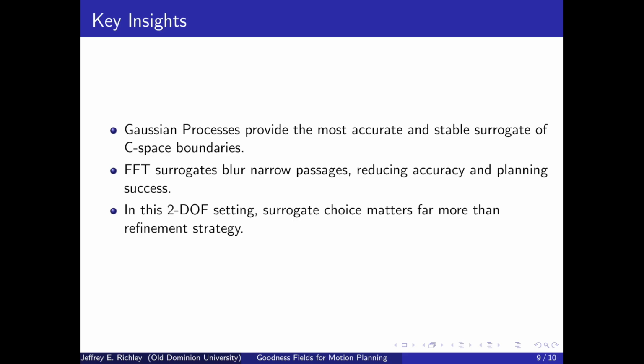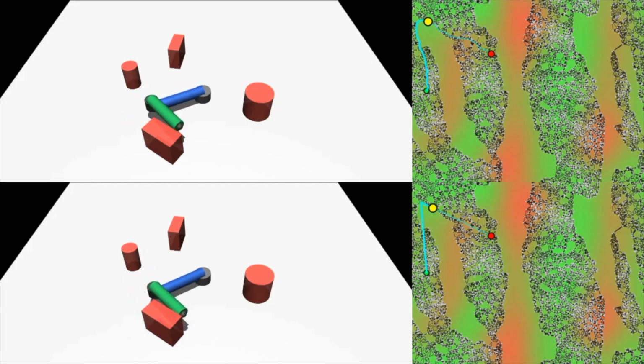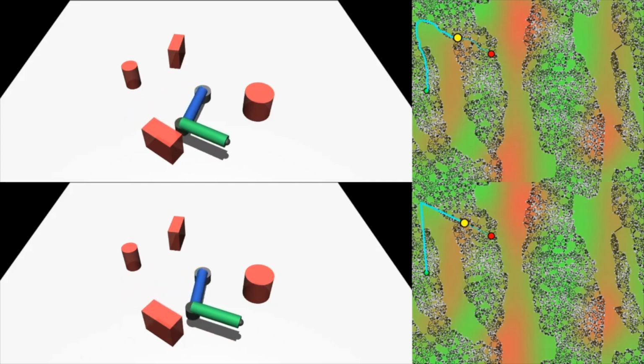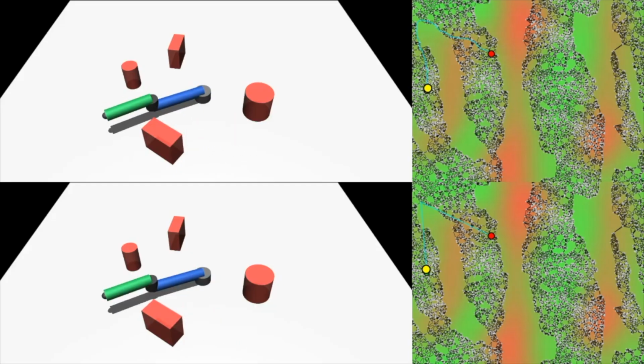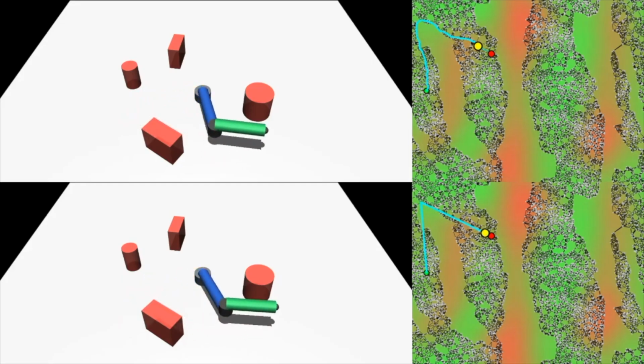and control. To close, I want to show a short demonstration of the planner operating with a Gaussian process goodness field integrated into the planning loop. On the left side of the video, you see the robot operating in the workspace. The path shown on the top is the raw path produced directly by the planner, while the path on the bottom has undergone a simple string pulling post-processing step, resulting in a smoother trajectory with reduced jerk.